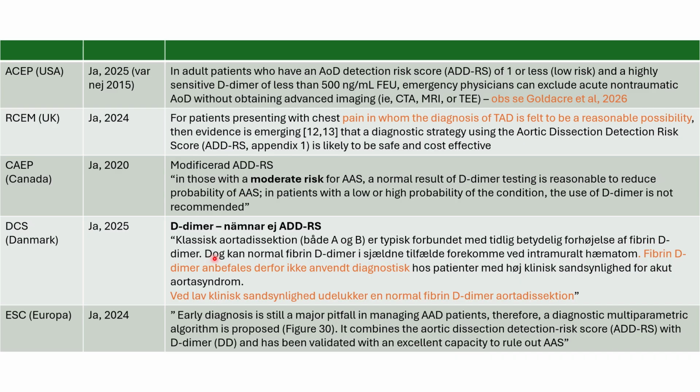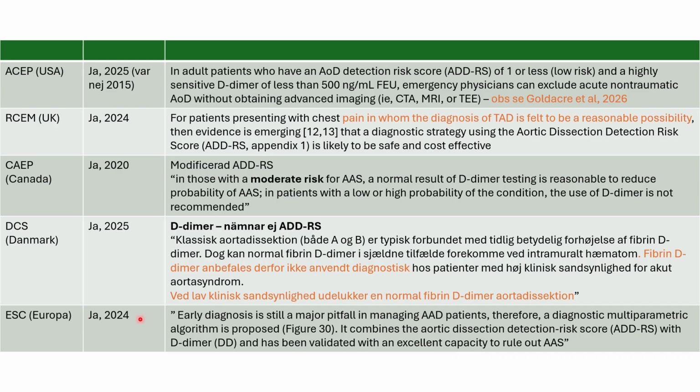In Denmark, we say some kind of in the middle. D-dimer is generally not recommended in patients with high pretest probability of acute aortic dissection. If there's a low clinical likelihood, a D-dimer, not the ADDRS score, but just a D-dimer, rules out aortic dissection. So we went the other way, without the ADDRS score.